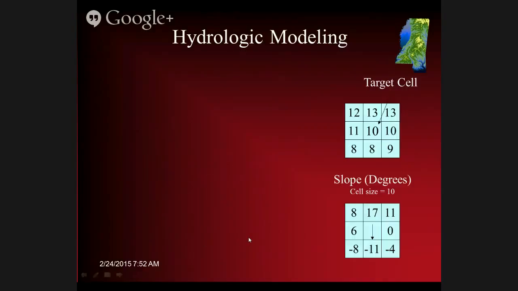So in this case, we've got our target cell, and I've gone ahead and calculated the slope in degrees to each of these cells. It's got 8, 17, 11, 6, 0. Those are all positive slopes. And if we have a positive slope, that means that it's uphill, and the water's going downhill.